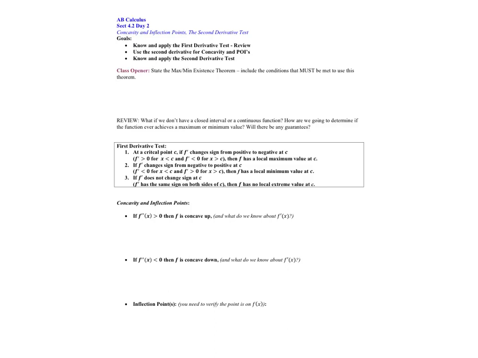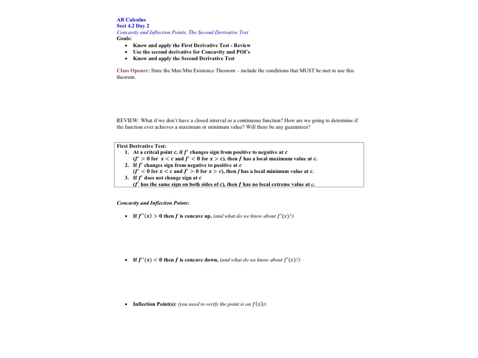AB Calc 4.2, day number 2, concavity and inflection points, as well as the second derivative test. Our objectives are to know and apply the first derivative test, which is review for us. We did that in our last lesson. Use the second derivative for concavity and points of inflection, and then know and apply this thing called the second derivative test.